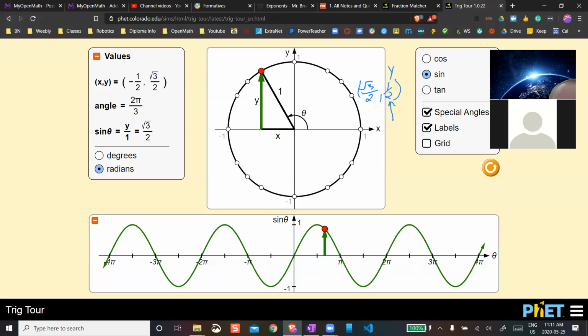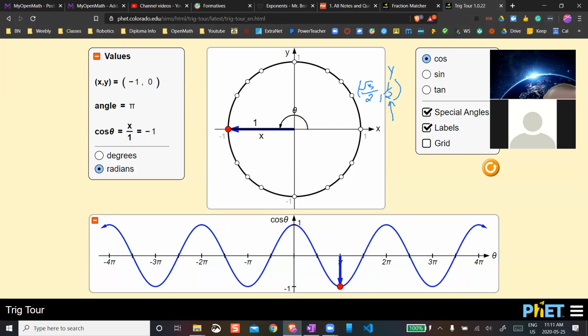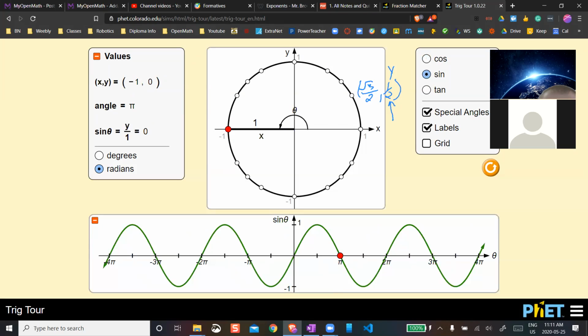And then going around, I'm still positive, right? I'm still positive. I'm still up here. I'm still positive, still positive. And then I get down again to pi, right? Right at pi, I have a value of 0. You guys kind of see how these things are just a pi over 2 difference, right? A cos graph and a sine graph are really the same thing. They just start at different points and they cross the x-axis at different points.